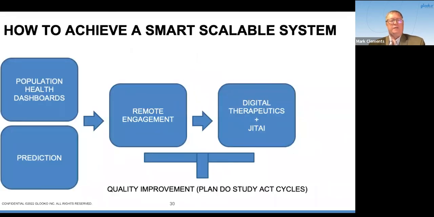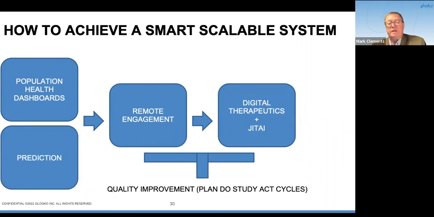So this is how I think we can achieve a smart, scalable approach to diabetes population management. The first is to create population health dashboards at each clinical center, to incorporate prediction rather than just Boolean searches of the medical record, so that we're not risk stratifying patients based on what has already happened, right? Individuals who already have an elevated A1C or some complication of diabetes, but that we are forecasting and getting in front of clinically important problems.